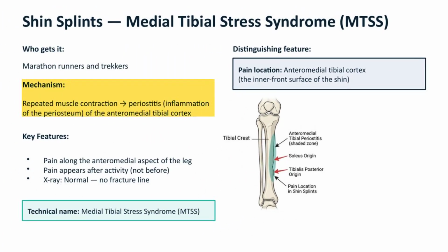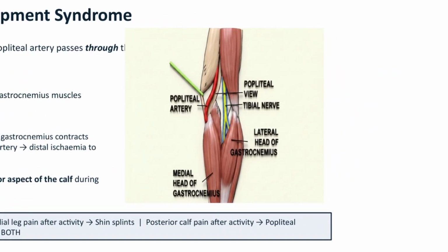The mechanism: repeated muscle contraction leads to periostitis, inflammation of the periosteum, of the anteromedial tibial cortex. The symptom: pain along the anteromedial aspect of the leg that appears after activity. The X-ray is normal, there's no fracture line, and its technical name is medial tibial stress syndrome. Next, popliteal entrapment syndrome. This involves a congenital anomaly.